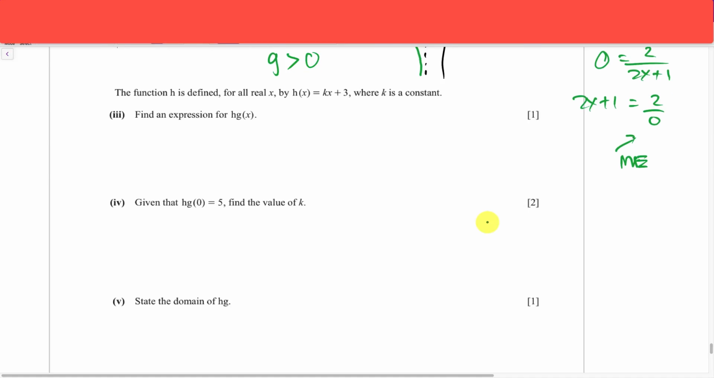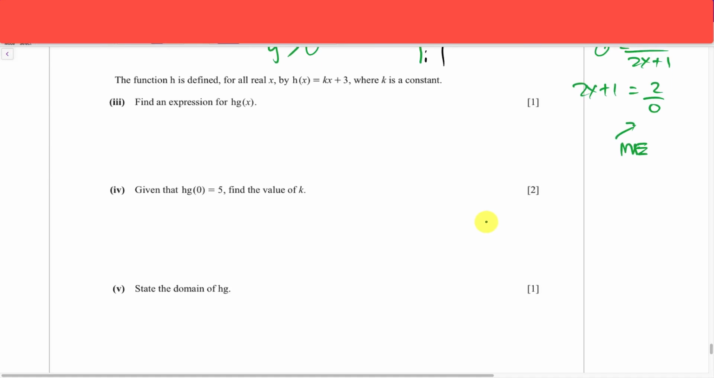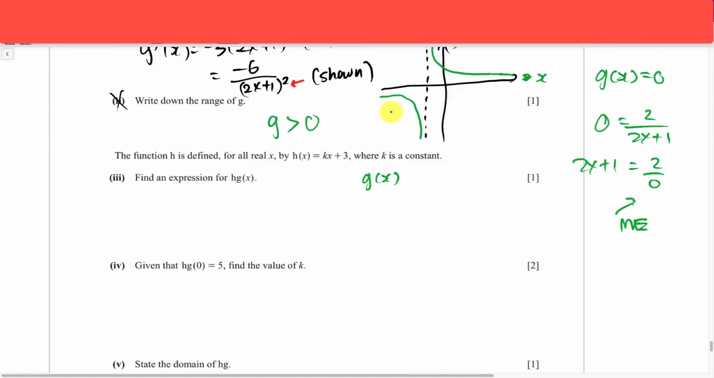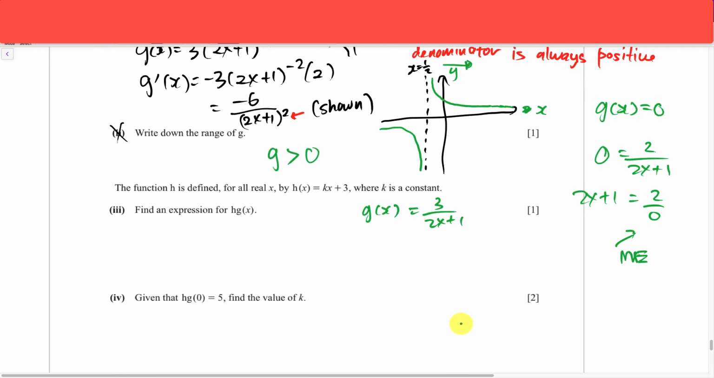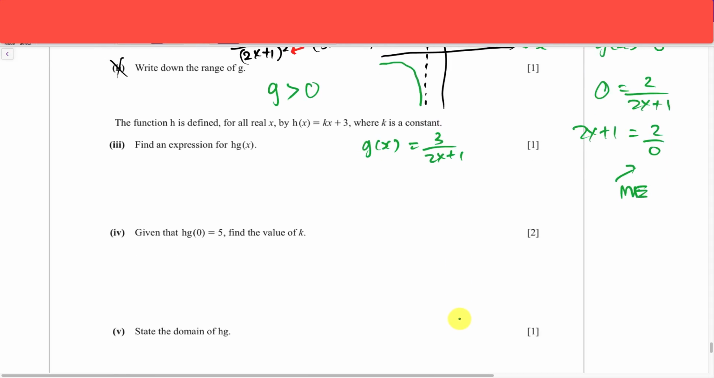Alright, so the next part over here is the function h is defined for all the x, by h(x) equals kx plus 3. Okay, find hg(x). So basically you know your g(x), right? Your g(x) basically is 3 over 2x plus 1. So now you have to substitute your g(x) into the h(x).